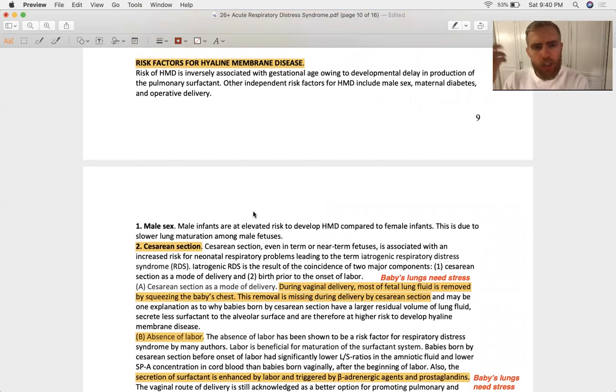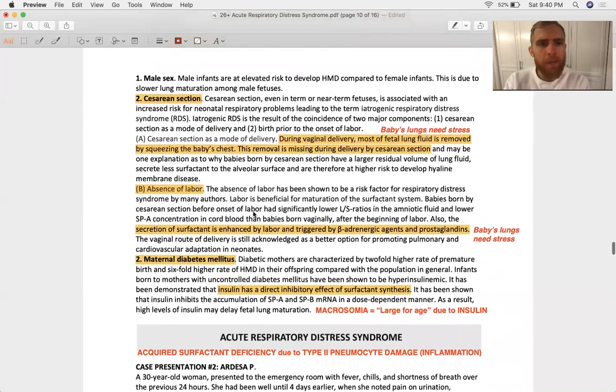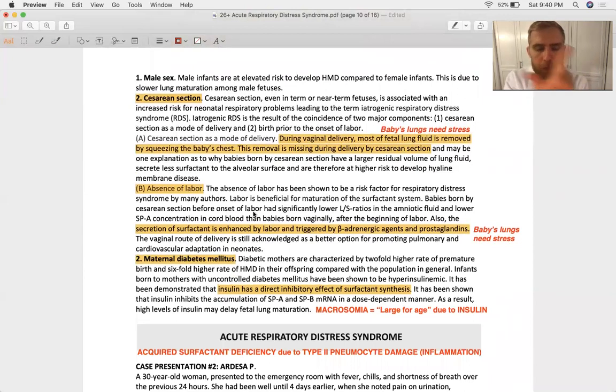Wrapping up our discussion of hyaline membrane disease, aka infant respiratory distress syndrome, we got a couple of risk factors, namely C-section and prematurity. Prematurity is obviously the #1 risk factor, but C-section is a big one, and maternal diabetes is a big one too. And the thinking behind C-section is that the stress of birth and of labor and of passing through the vaginal orifice is going to cause baby's lungs to undergo a lot of stress.